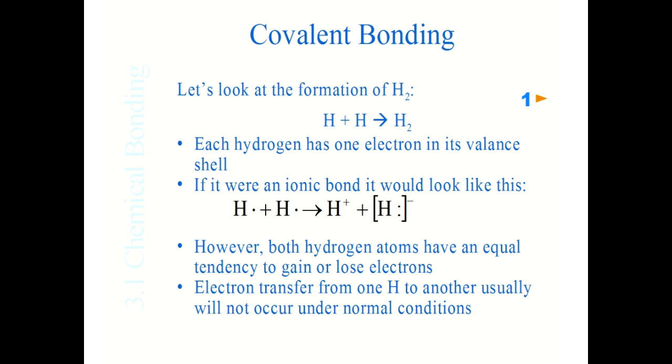Okay? However, both hydrogens have an equal tendency to gain or lose electrons. So they don't actually do that. Right? Because they both have a tendency. So who's going to strip the electron from the other guy? That's the question. Is this one going to take the electron or is this one going to take the electron? And the answer to that is neither of those will happen. We don't form an ionic compound here. Okay? Because they both have the same strength for pulling electrons and giving them up.